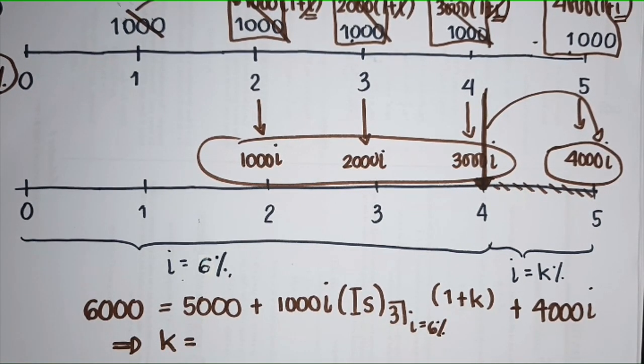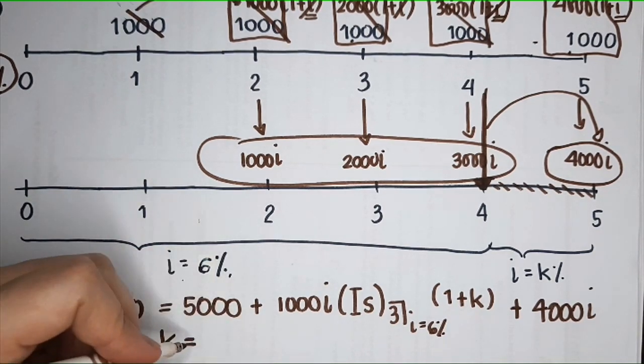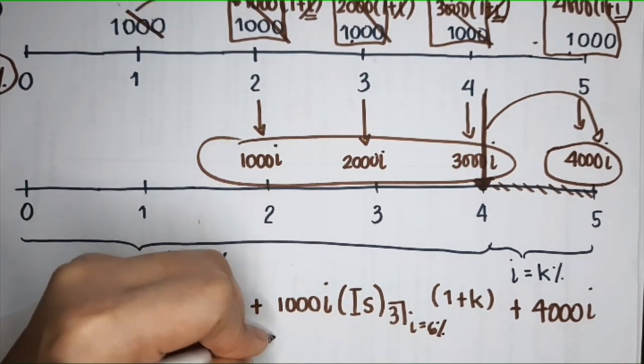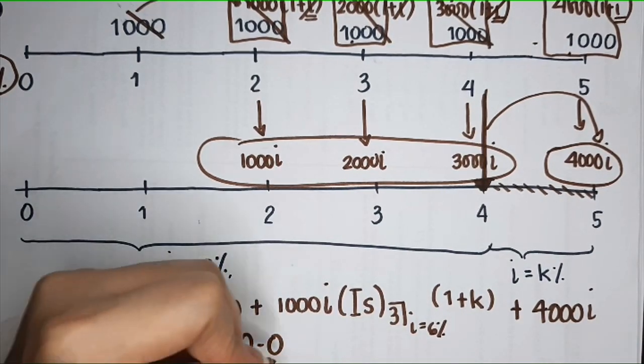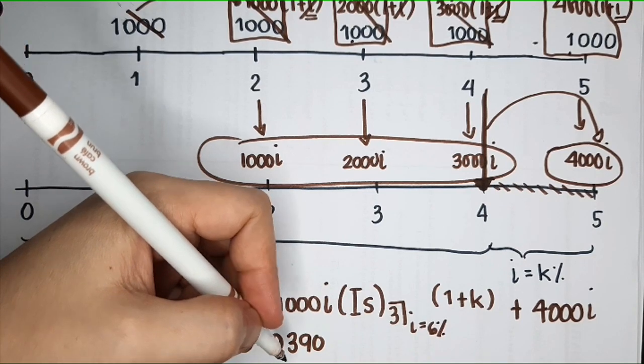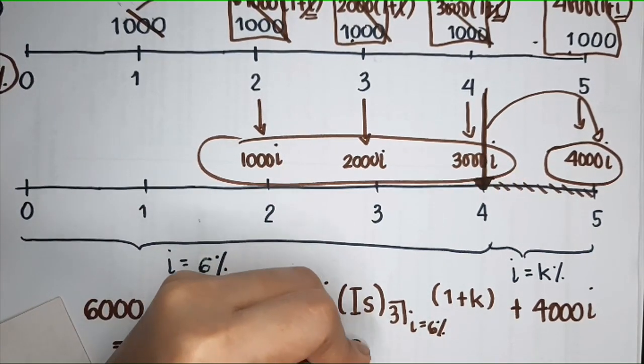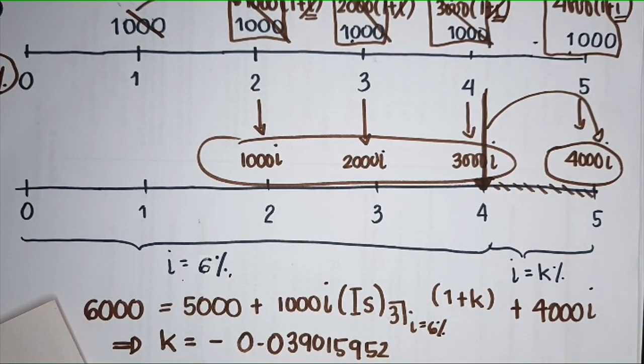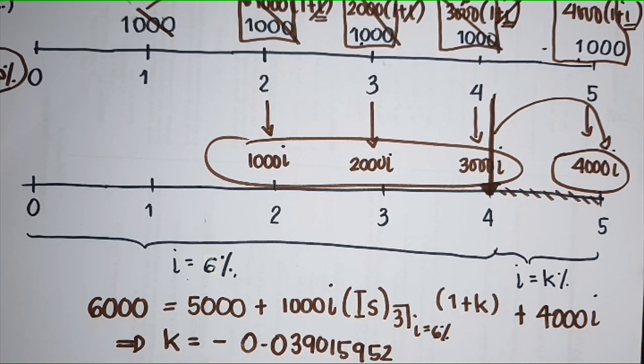Okay? And you will get negative 0.039015952. Yeah, it's possible to have a negative interest rate. Okay, kids, that's it.